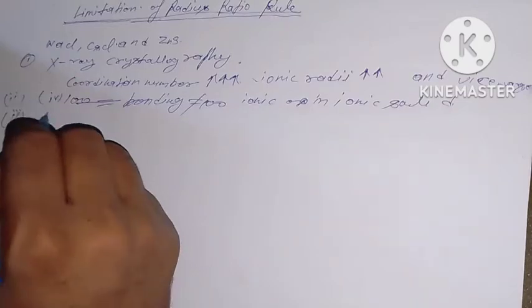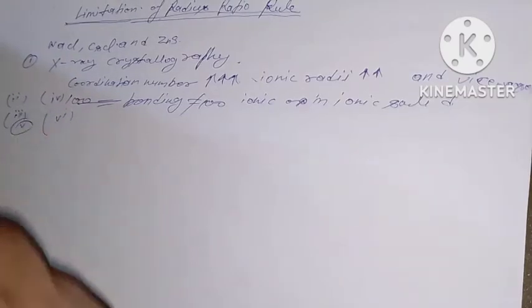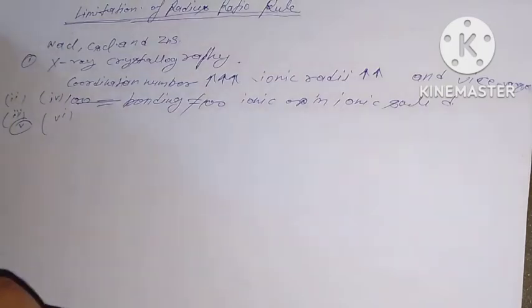Sixth point. The radius of a cation is greatly influenced by the anions due to polarization. That is why covalent character develops in ionic solids and radius changes. Such types of ionic crystals do not obey radius ratio rule.